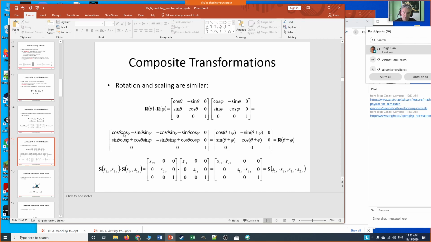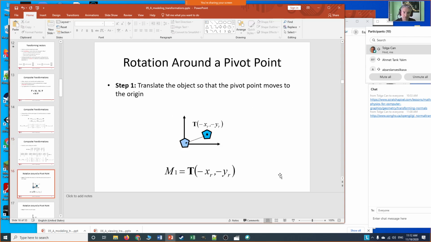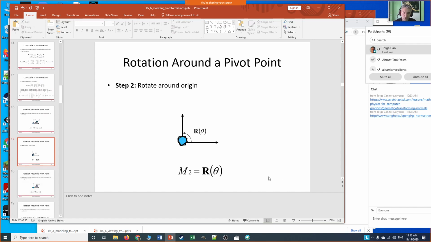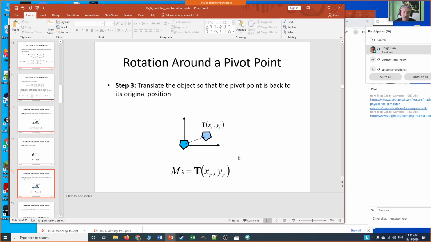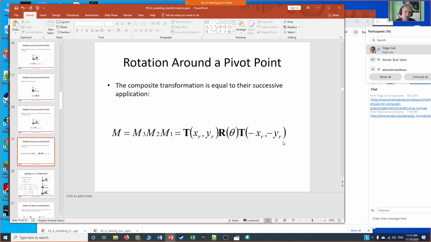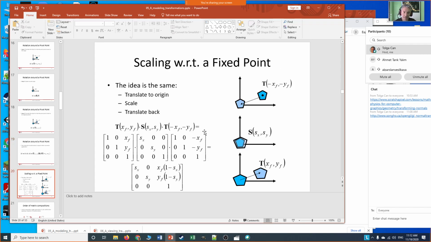Here you get the cosine of theta plus phi. And if you scale an object repetitively, it's the same as multiplying the parameters. These are composite transformations which we do not use regularly, actually. And we talked about rotation around the pivot point. We translate to origin, rotate, and translate back in 3 steps. And here is the solution written like this. If you multiply these matrices, you get the formula in the earlier slides.